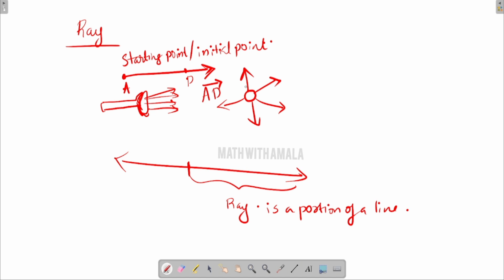So that's all for the ray, because we just want to look at the line segment and the ray. So let's take AB and CD. AB is a line, AB is a segment, and AB is a ray, isn't it? Or BA also can be a ray, BA can be a line, and BA can be a line segment.